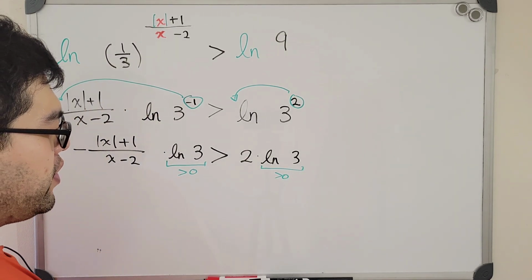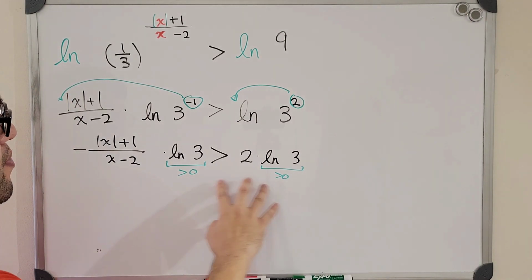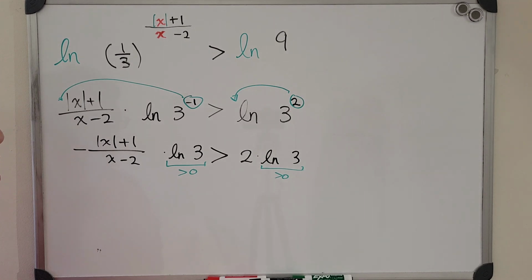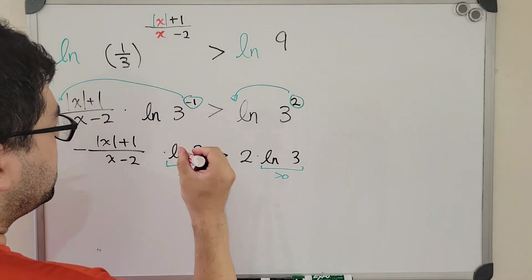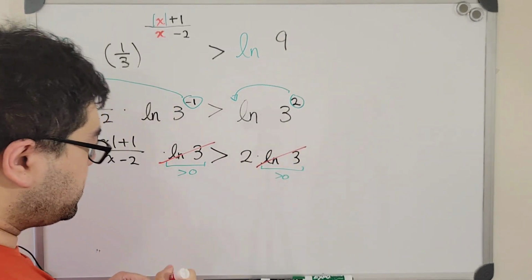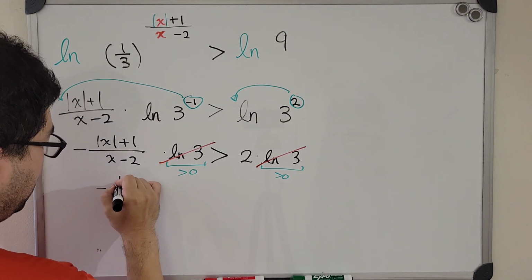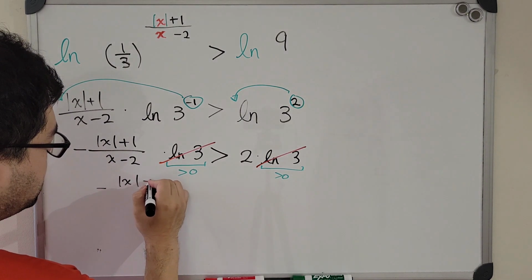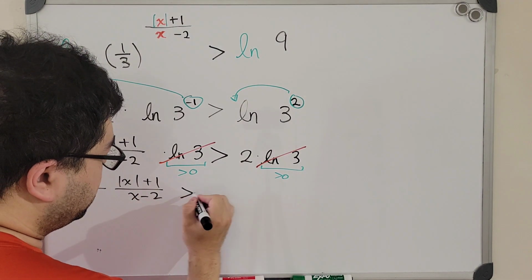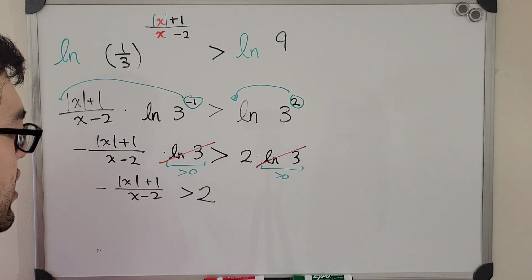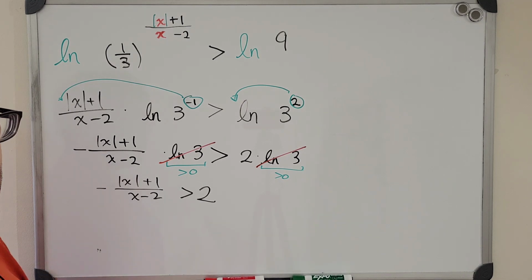So if we know that this is a positive value, we can divide both sides by the same value, and we don't have to switch the sign. And therefore, the natural log of 3 will be cancelled out to leave us this part remaining. Negative absolute value of x plus 1 all over x minus 2 is greater than 2. Okay, so we're going to bring this up and then move on for our calculation.